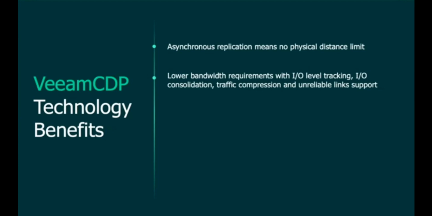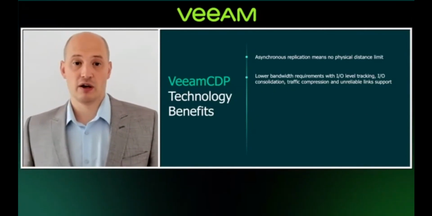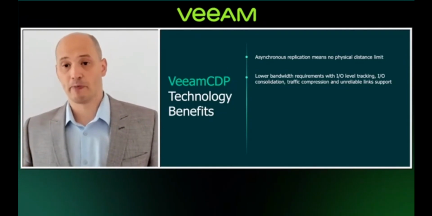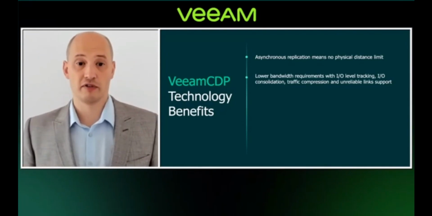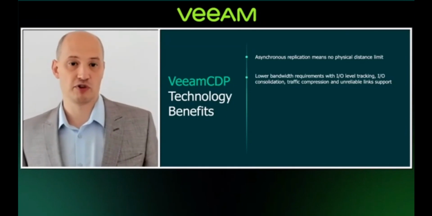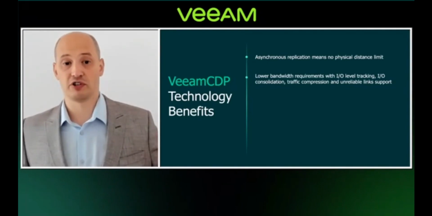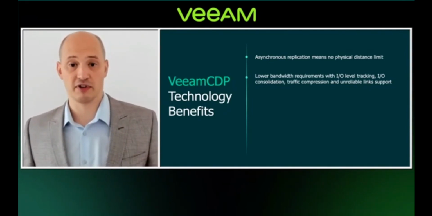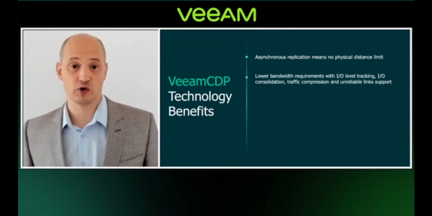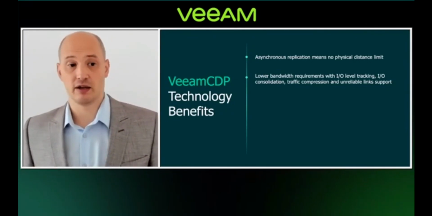Because when you try to perform regular replica with very low RPOs, CDP will provide lower bandwidth requirements because we'll track the IO not on a larger block level, but on actual IO level. We'll consolidate IO. So if the same block within that short period of monitoring is overwritten multiple times, we'll only send the latest state, contrary to synchronous replication that sends every IO as it happens, right? Of course, we do traffic compression, and we have native support for unreliable links, right? So in case the link breaks for a short period of time, you don't have to resync everything from the start.